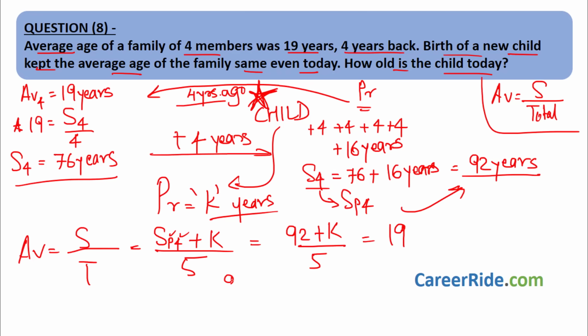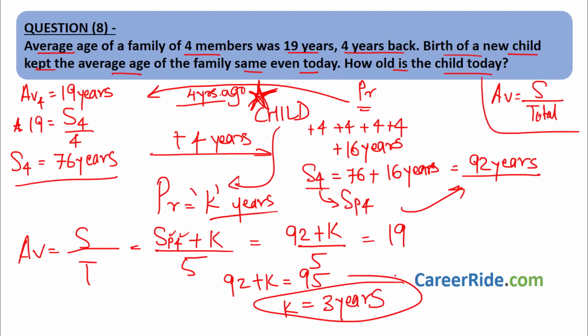Let's see what we get. 92 plus k would be 19 fives, which are 95. So k would be 95 minus 92, which is 3 years. So the child is 3 years old, or the present age of the child is 3 years. See how easily you can solve the sums related to ages. You just need to read the question and you can solve it.